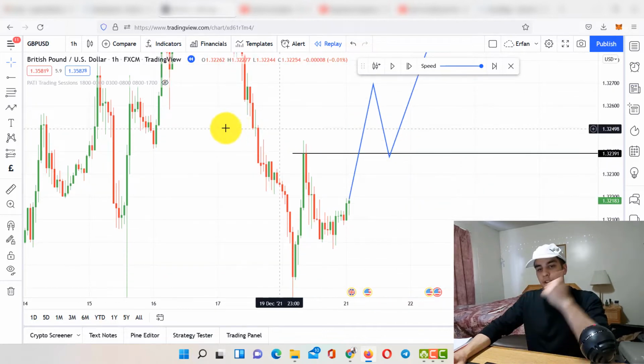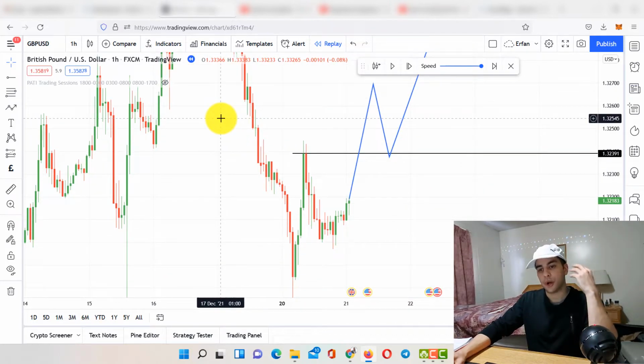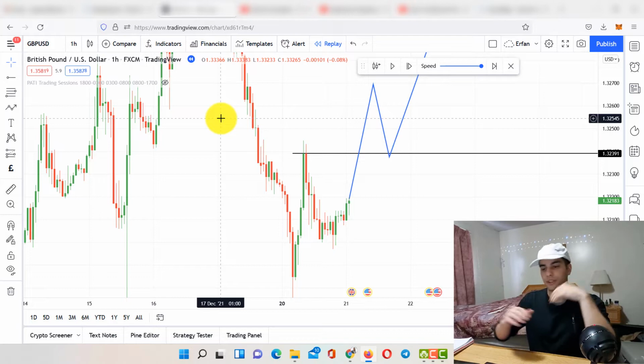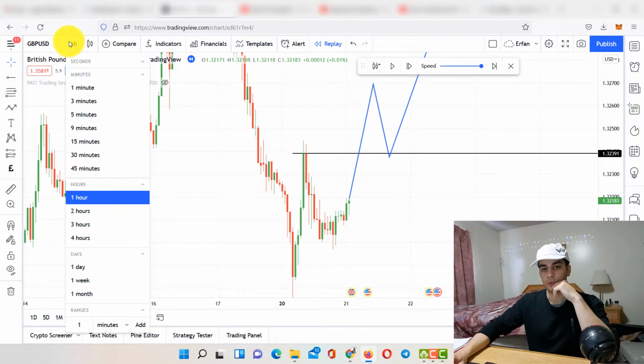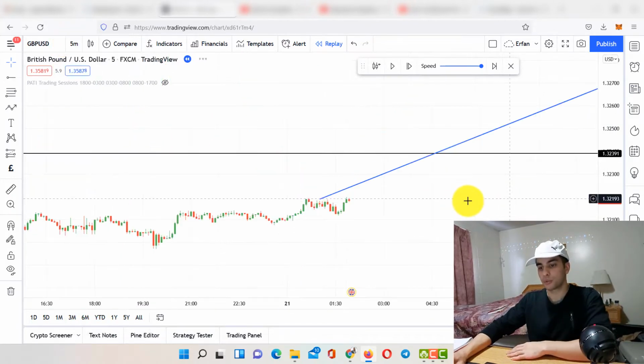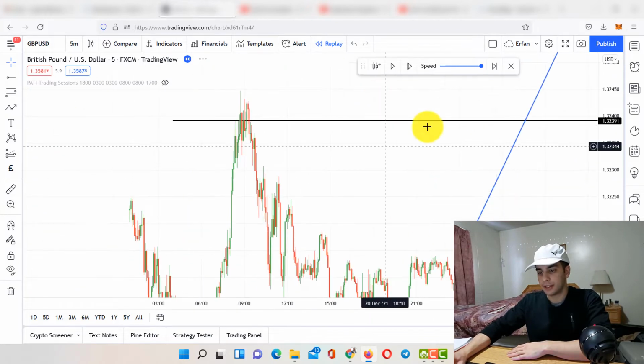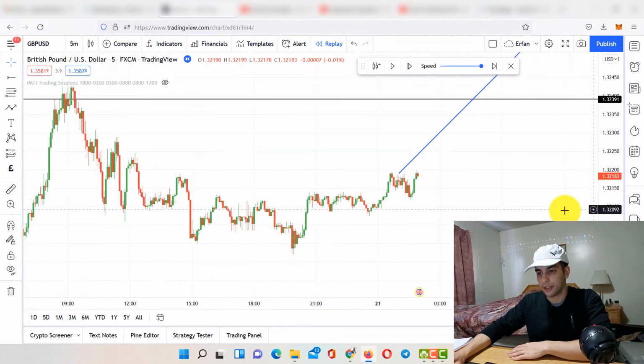And then after that, you've got to go to 5 minutes. After you identified everything, the trend, support and resistance, highest points, lowest points, you've got to go to 5 minutes. So right here, you can clearly see that the market is consolidating.